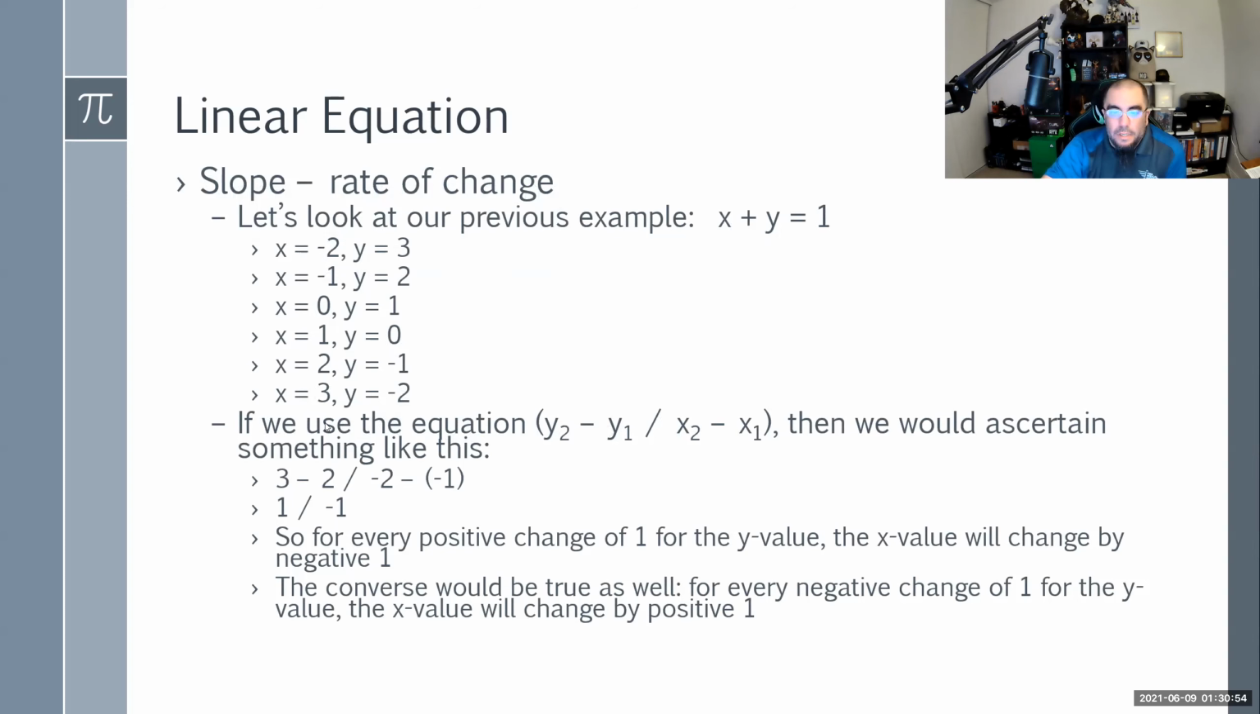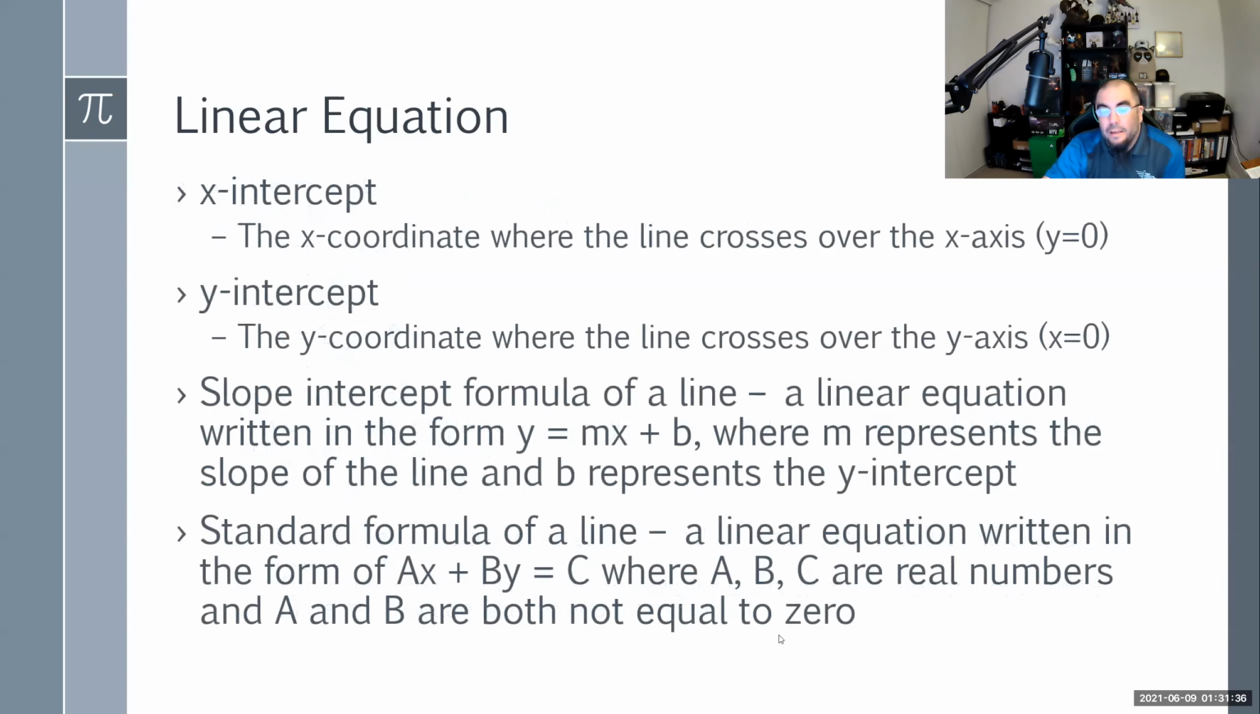So what we did was we just went up here and said, this is x2, y2, x1, y1. We could have picked any of these coordinates, as long as we stay with the same x coordinate to go along with the same y coordinate, we would literally get the same slope. So it really wouldn't matter which way we do this. When we figure this out, it's going to come out to be 1 over -1. So what this is saying is for every positive change of 1 for the y value, the x change will be -1. The converse will be true as well. For every negative change of the y value, the x change will be +1. That's how we get that line.